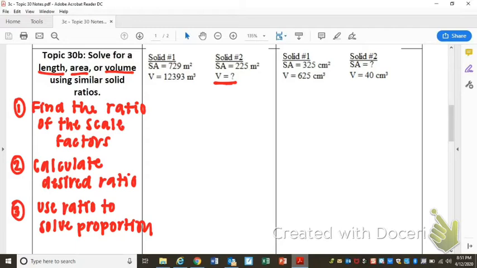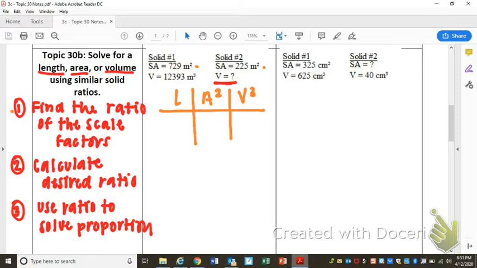Okay, so let's try this first example. So we know that we're going to have to, step 1, find the ratio of the scale factor. So I'm going to go ahead and set up my chart. So I have my linear, my area, which I know its units are squared, and my volume, which their units are cubed. So I'm going to set that up like so. I'm given that the larger solid has a surface area of 729 and the smaller solid has a surface area of 225. So I can create a ratio out of that.